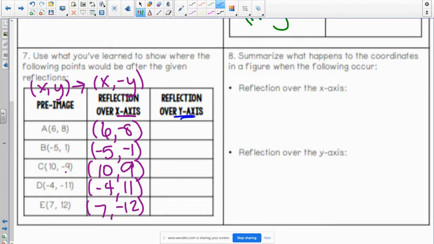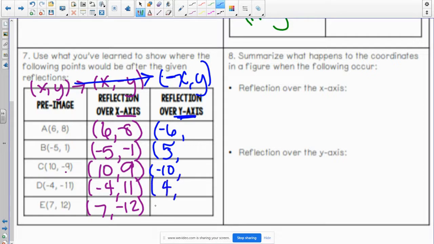This time we're going to go over the y. So start with the original, and we're going to go over the y, which means the x's change to their opposite, and now the y's stay the same. So the opposite of 6 is negative 6. The opposite of negative 5 is 5. The opposite of 10 is negative 10. The opposite of negative 4 is 4. And the opposite of 7 is negative 7. And then the y's stay the same. So we can just go ahead and put the same y's: 1, negative 9, negative 11, and 12.